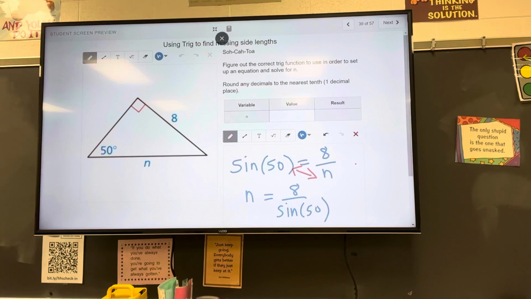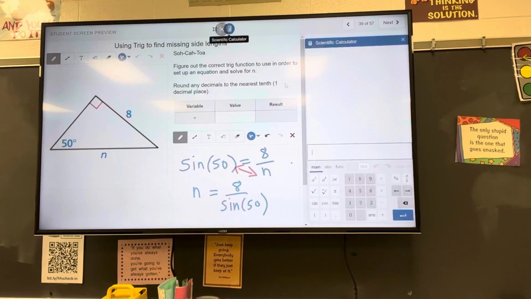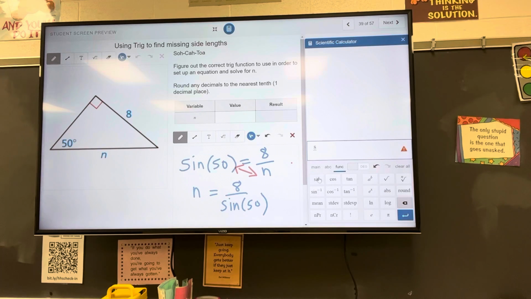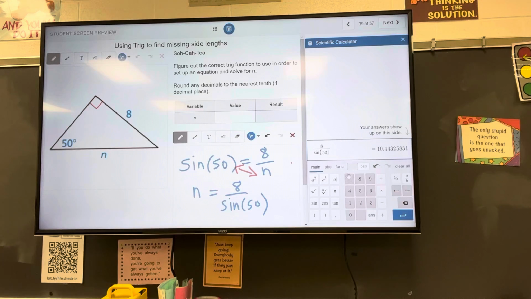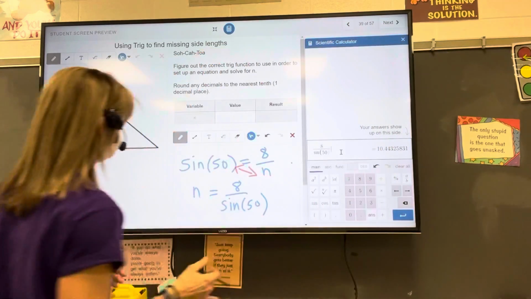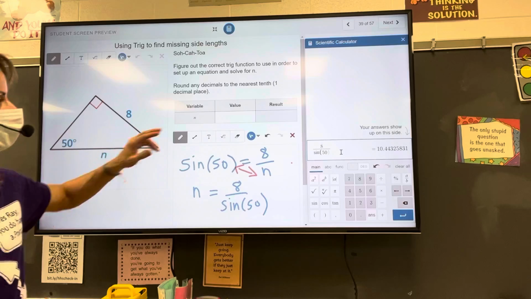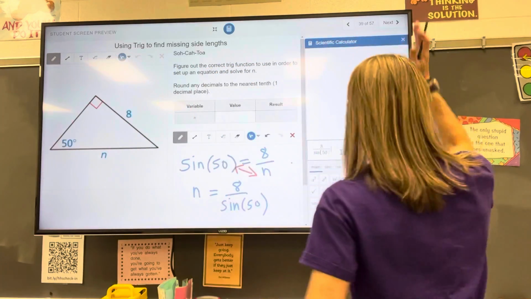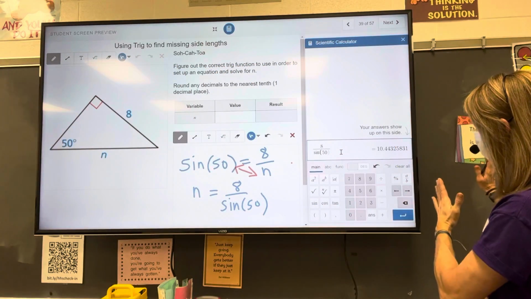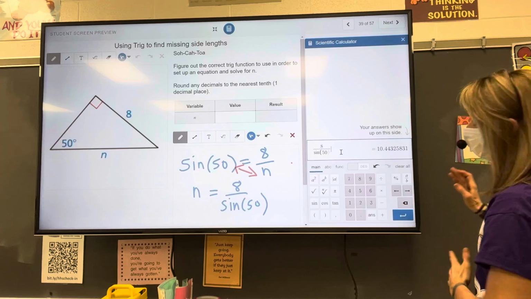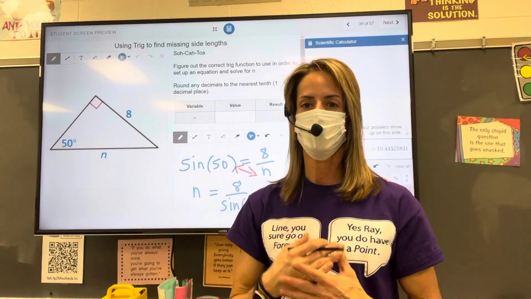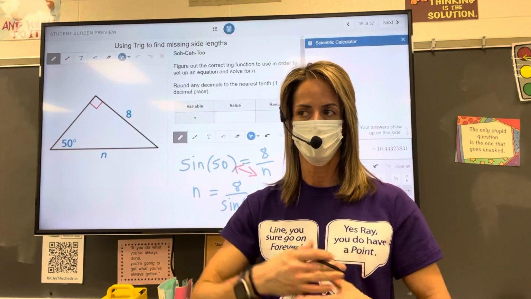Take out our calculator. I actually added one to the screen. Somehow I remembered. 8 divided by functions, sine of 50. This problem says to round any decimals to the nearest tenth. So we got 10.44. So 10.4 is the cutoff. We look to the right of that. The 4 after the cutoff determines it. 4 below, let it go, right? 5 or above, give it a shove. 4 below, let it go. So it's just 10.4.